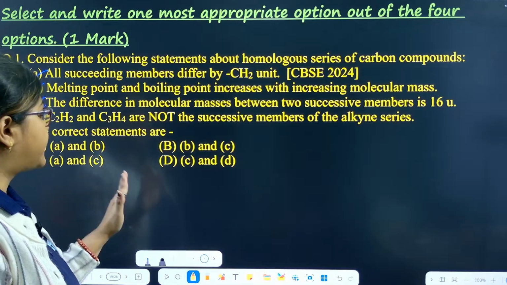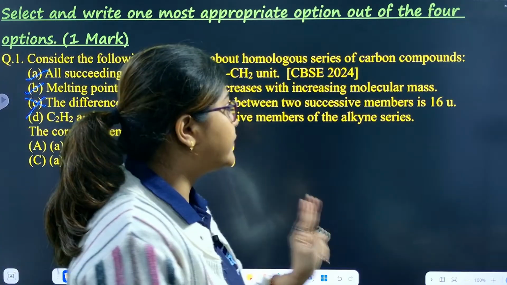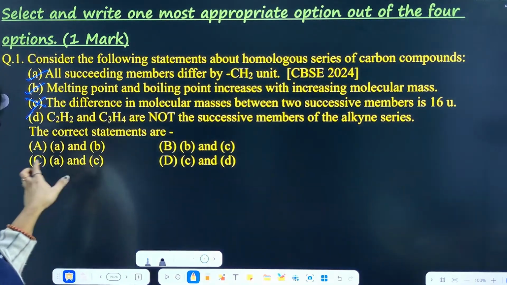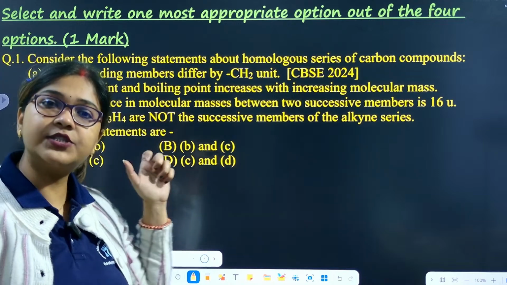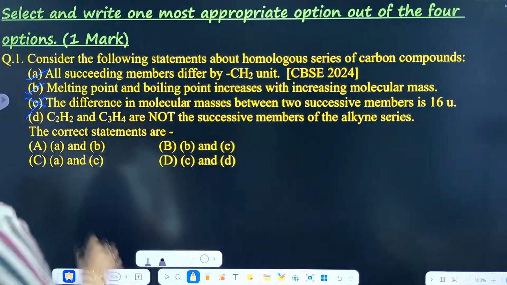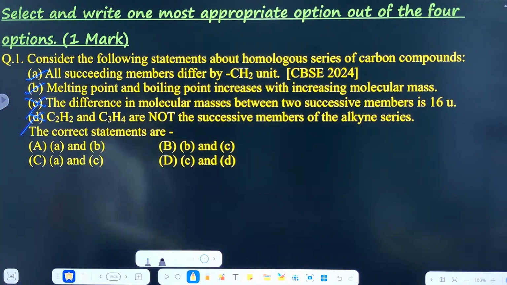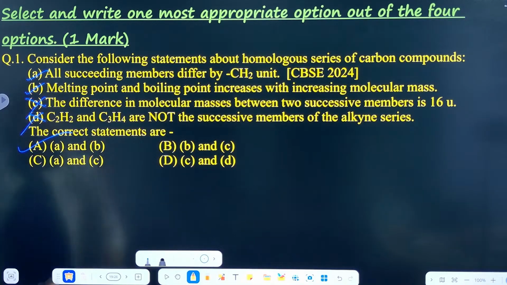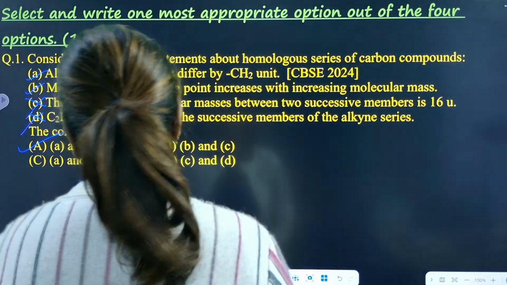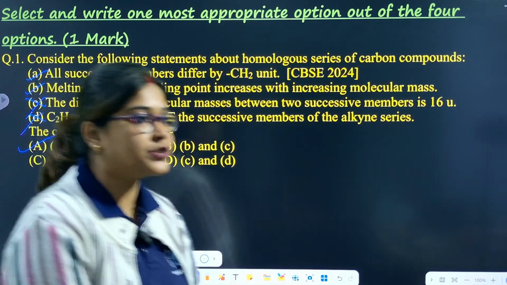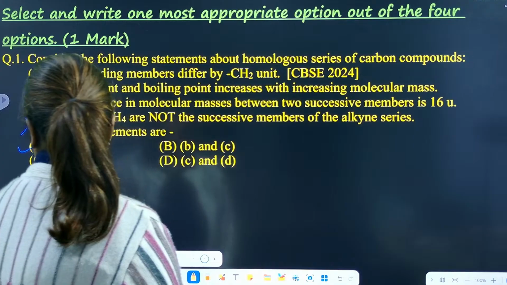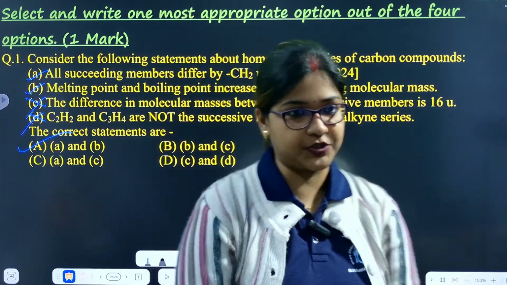C2H2 and C3H4 are not the successive members of the alkyne series. Is it true? C2H2, this is alkyne. C3H4, this is also alkyne, right? So this statement is again not true. So the correct statements are what? A and B. So A is the correct option. A and B, yes, very good. A and B, that means the correct option is A. Fire Rise Gaming, yeah, A is the correct option.